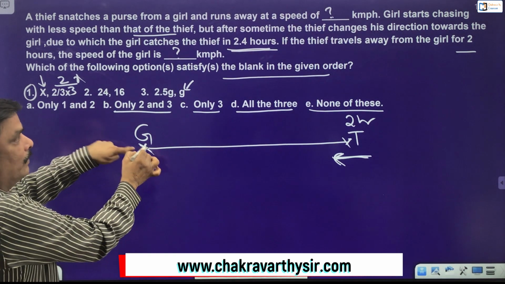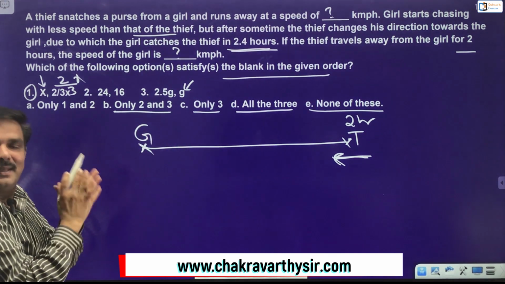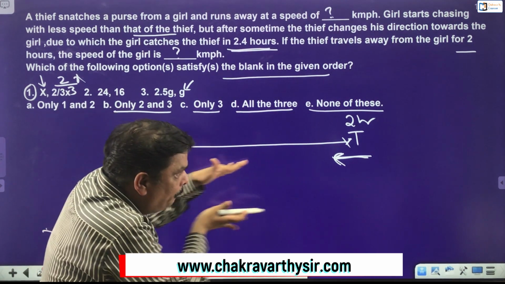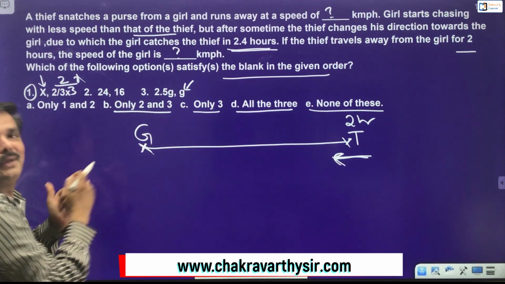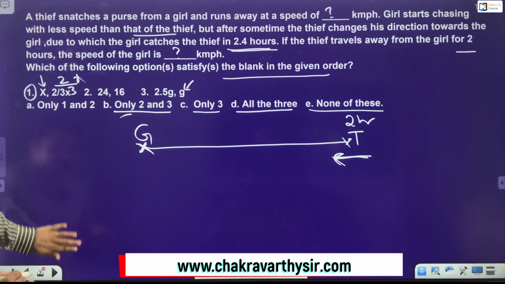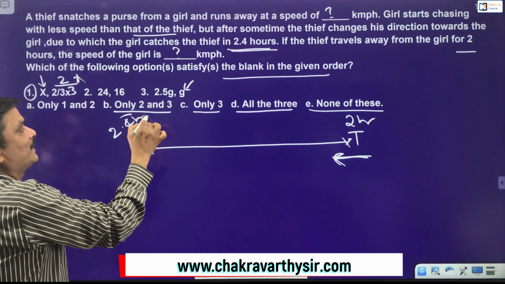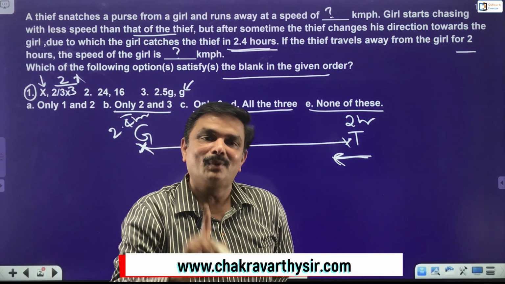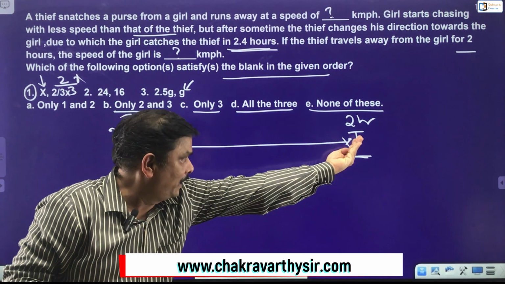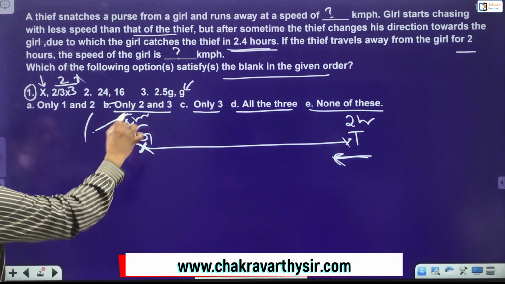Then for this girl, from here to here, the thief went, right? The girl also started chasing him. That means the girl is traveling behind the thief. The thief changed the direction and is coming here. That means for this girl, from the moment the thief snatches the purse to the moment she caught the thief, it took 2.4 hours. Try to understand the first trick. Have you understood this hidden information? From here to here, for the thief it took 2 hours. Then he is coming towards this direction. Total time taken for the girl is 2.4 hours.